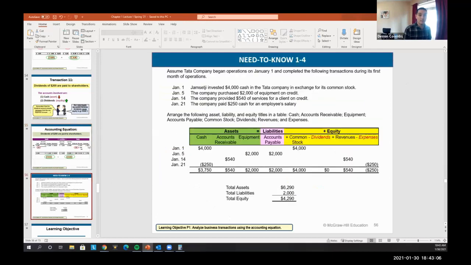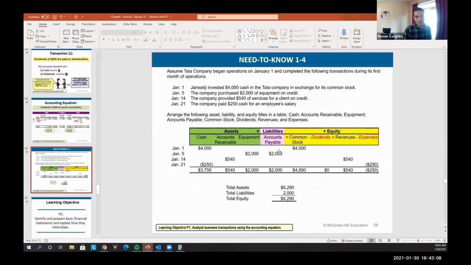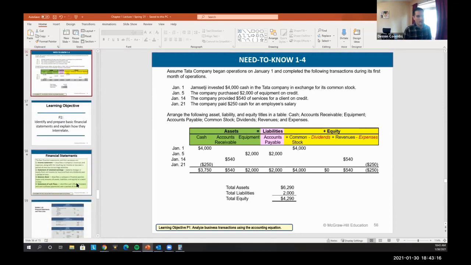And then here's another example that we can go through on what it would look like for different transactions. I'll let you go through it. All the answers are here. Any questions?